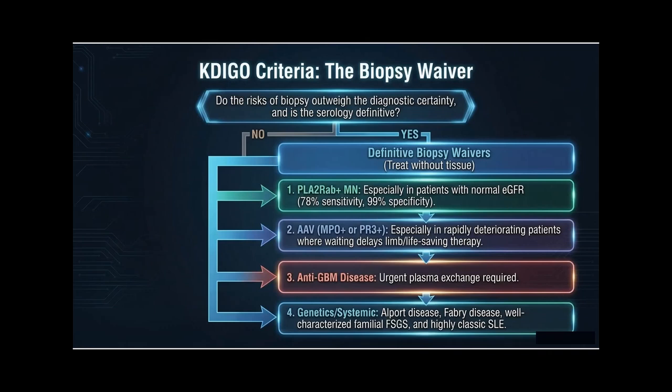Genetics and systemic disease: Alport's disease, Fabry's disease, well-characterized familial focal segmental glomerulosclerosis, and other types. I used to have one patient with Alport's syndrome, and finally he died. He had a nephritic type of presentation, a genetic syndrome, Alport's.